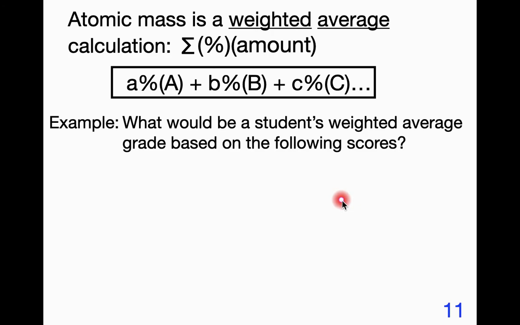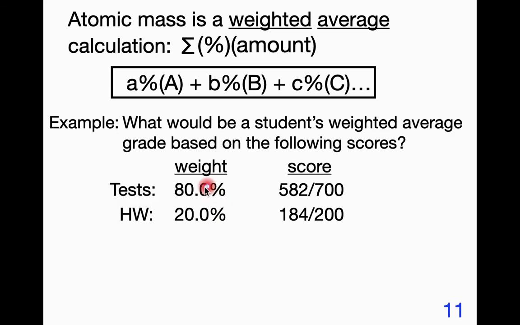Okay, let's do an example that you might be able to relate to. What would be a student's weighted average grade based on the following scores? Now, you know that this class grades are weighted 80% tests and quizzes and 20% everything else. We'll call that homework. So let's say that a student had, of 700 points possible for tests, 582 points. And for all the points possible for homework, 184 out of 200. So what we would do is use this formula up here. We would have percent times this amount plus percent times this amount.